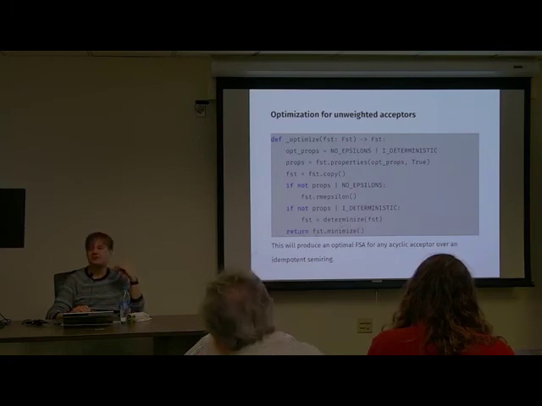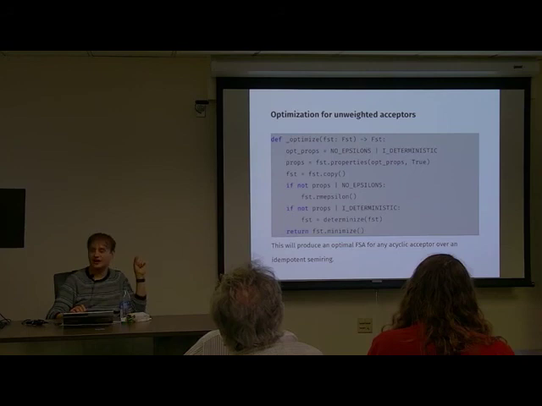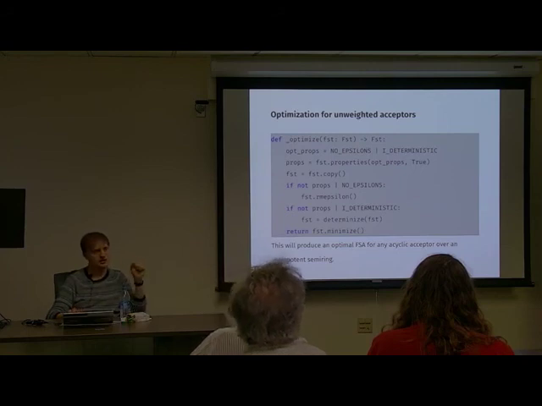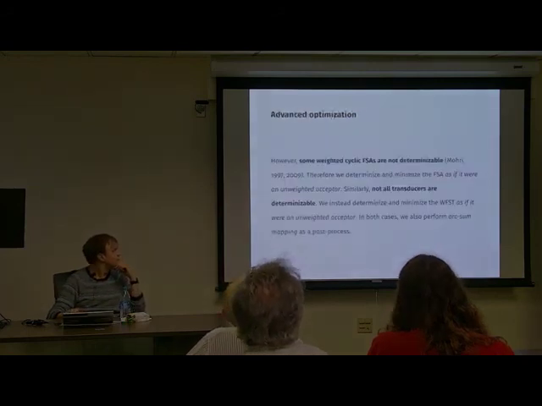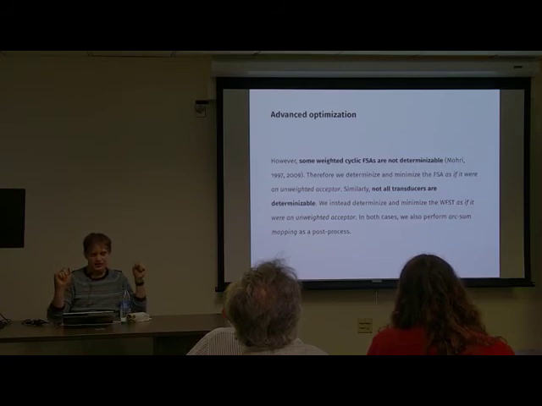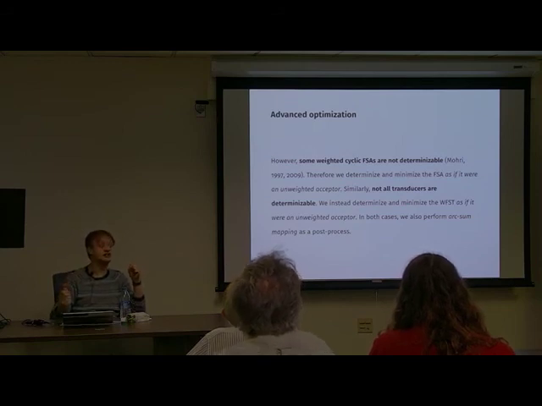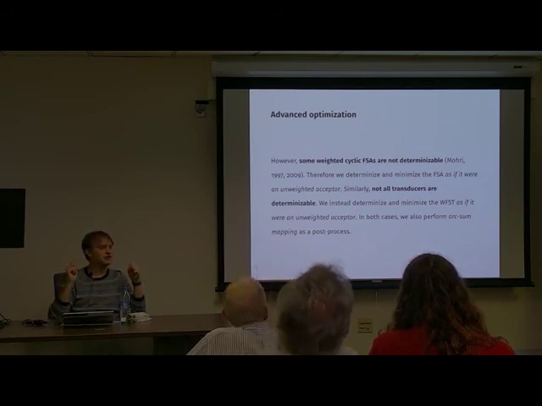Then finally, we minimize the machine having determinized it. This will produce an optimal FSA for any machine that happens to be a so-called acyclic acceptor over a so-called idempotent semiring, of which most are. However, some weighted cyclic FSAs are not determinizable, a well-known result. The hack we use is we determinize and minimize the FSA as if it was unweighted. This doesn't actually give us a minimal machine, or it's not guaranteed to at least. But it usually makes the machine orders of magnitude smaller.